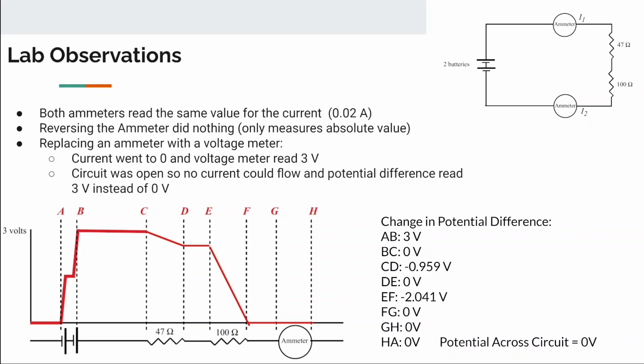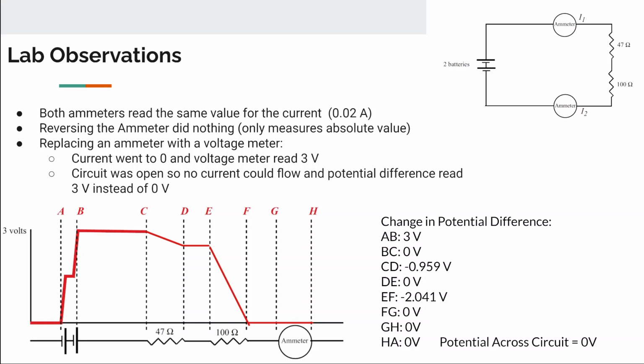I calculated both currents prior using the node rule and the loop rule, resulting in a value of 0.02 amps for both currents. The ammeter read the same, and reversing the ammeter didn't change the value shown. When I replaced an ammeter with a voltage meter, the current went to 0 because the circuit was open, and the voltage read 3 volts instead of 0 volts because the potential difference between the two ends of the circuit depended only on the EMF from the batteries, given there was no current to flow through the resistors.